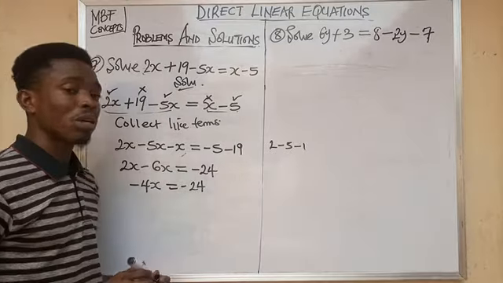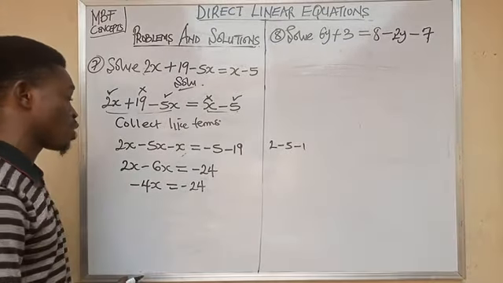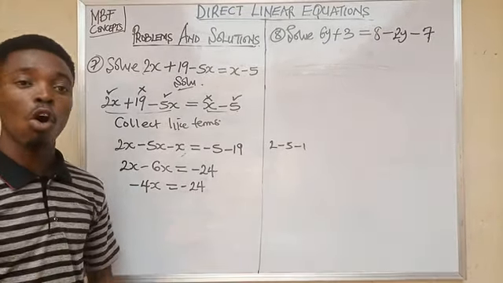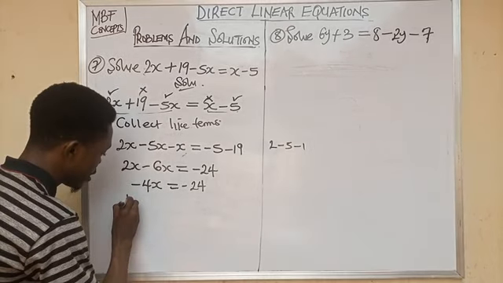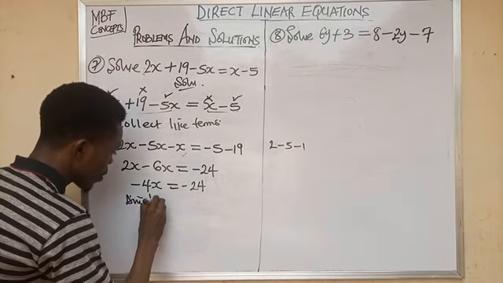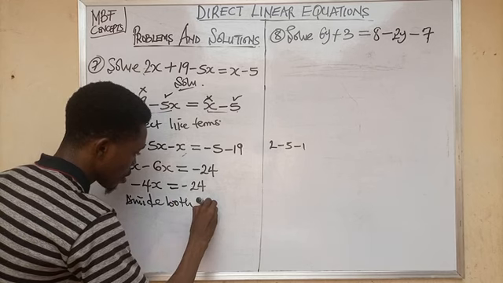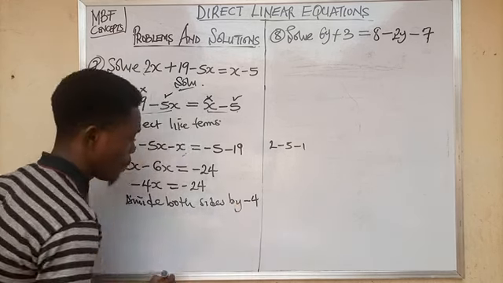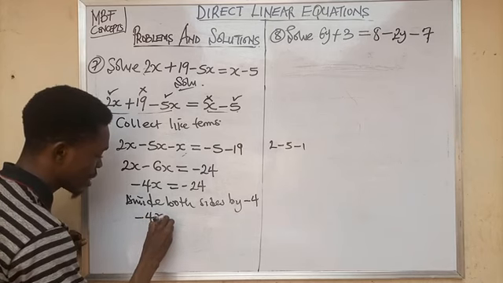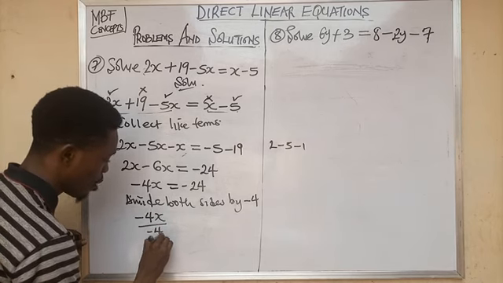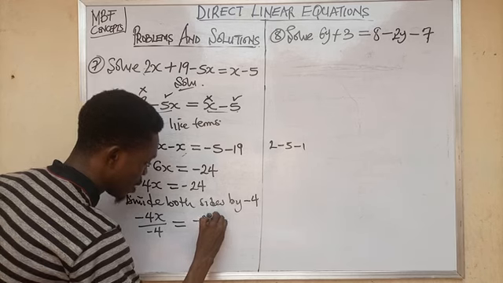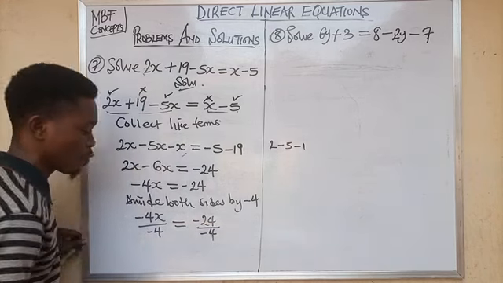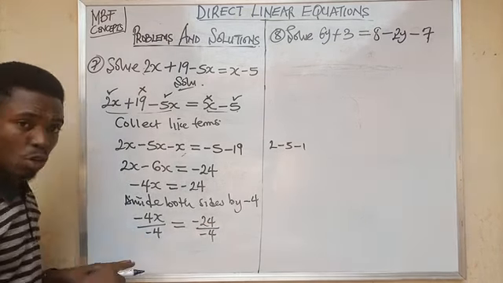The next thing we do, guys, is to quickly divide both sides by the coefficient of x, since we are looking for just x or 1x. So we divide both sides by minus 4. So I'm going to have minus 4x divided by this minus 4 equal to minus 24 divided by this minus 4. Minus divided by minus, guys, is plus.